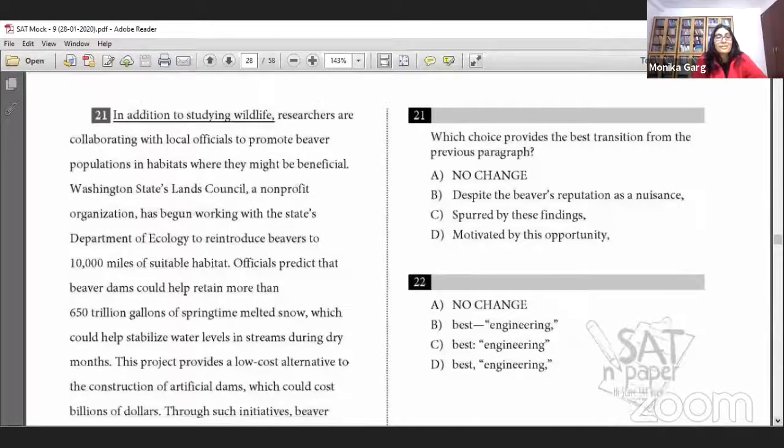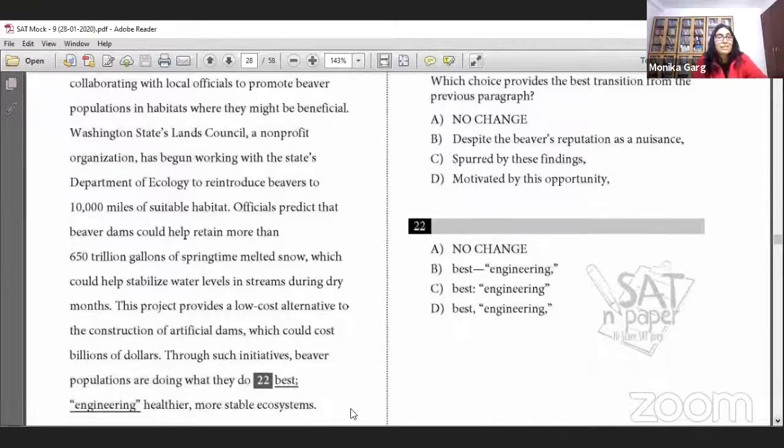Yeah, this one is a bit tricky, but still we'll reach our answer on the basis of elimination. How do you know it is a punctuation question? When the words in the options are the same and it's just the punctuation that changes, then obviously it has to be a punctuation question. Let's read this sentence.